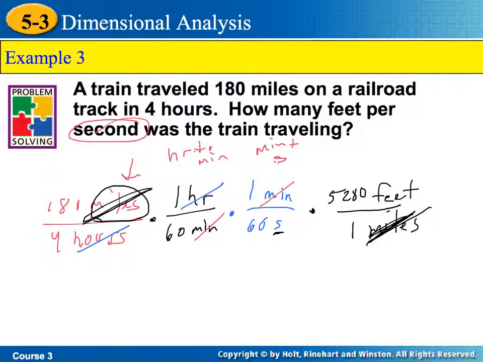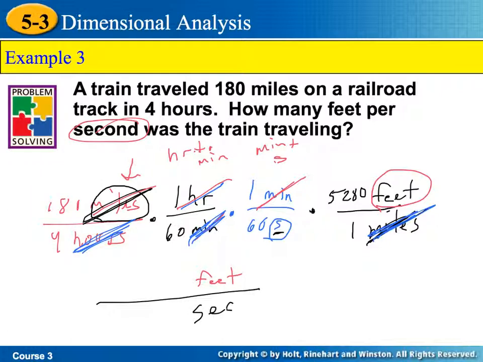If you look at your labels here, notice this is crossed off, this is crossed off, this is crossed off. What I'm left with is feet on top. My unit would be feet. On the bottom, this is crossed off, this is crossed off, and this is crossed off, and I'm left with my denominator label, which is seconds.